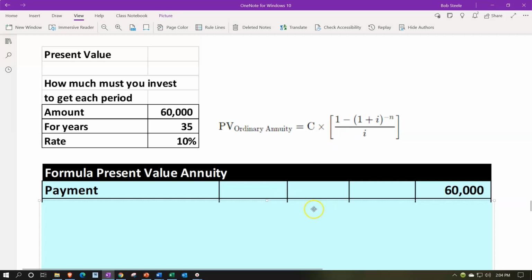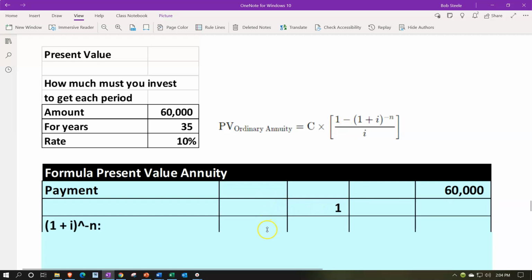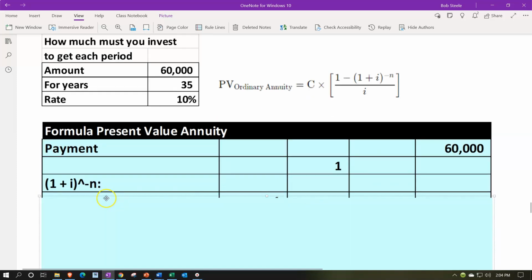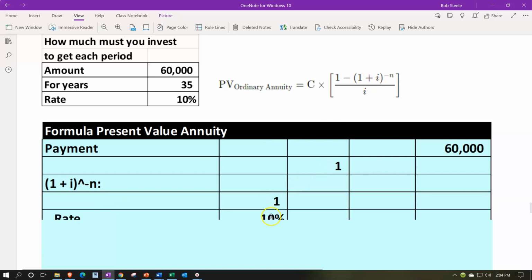So we have C in the outer column, and then we're going to pull into the inner column this 1 minus this top portion. We're going to break out the numerator into some more nuance. So we're going to say 1 and then minus the 1 plus I to the negative n, which is this portion, 1 plus I to the negative n. There's the 1.